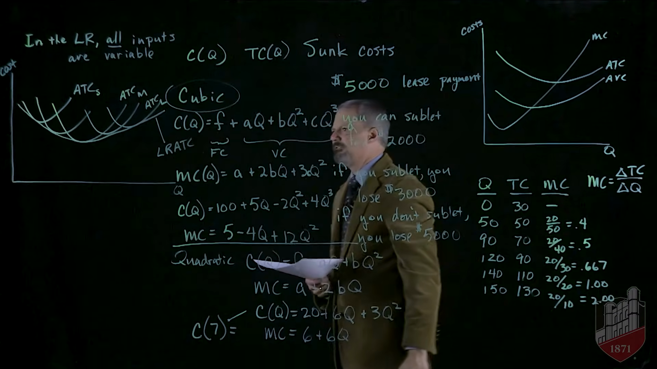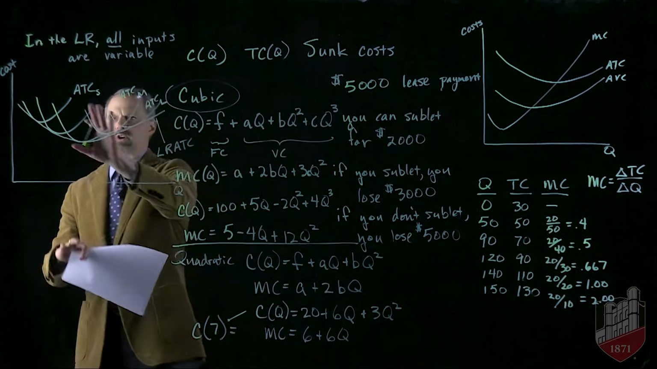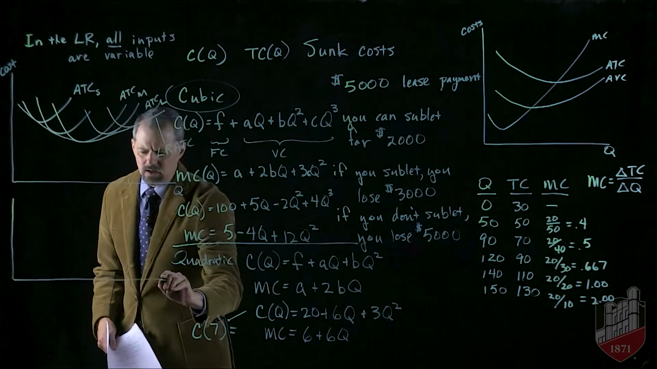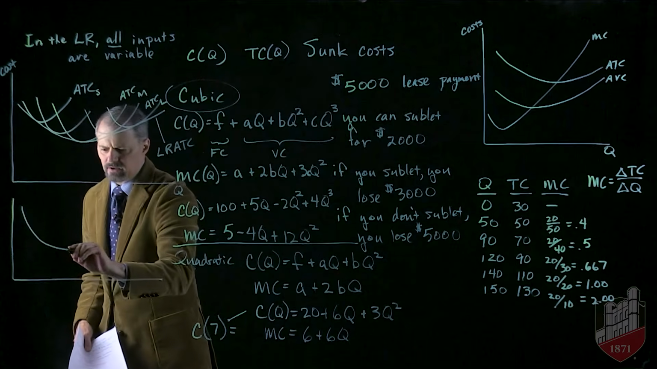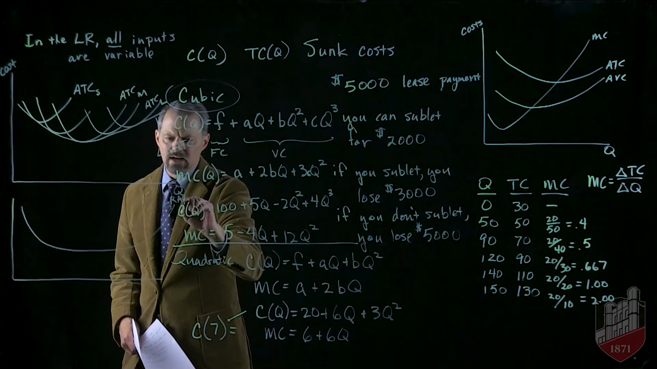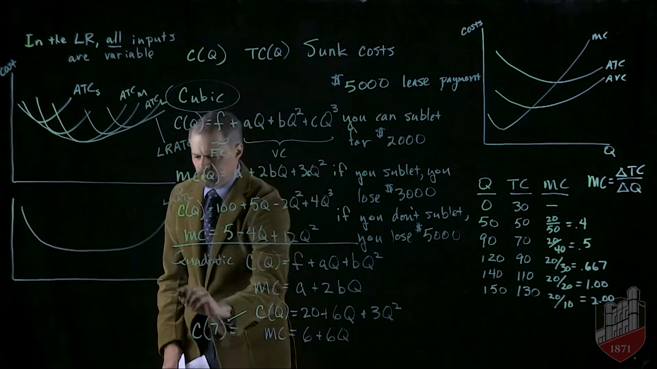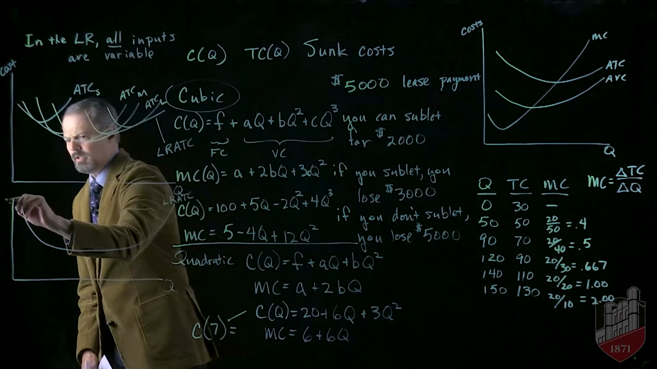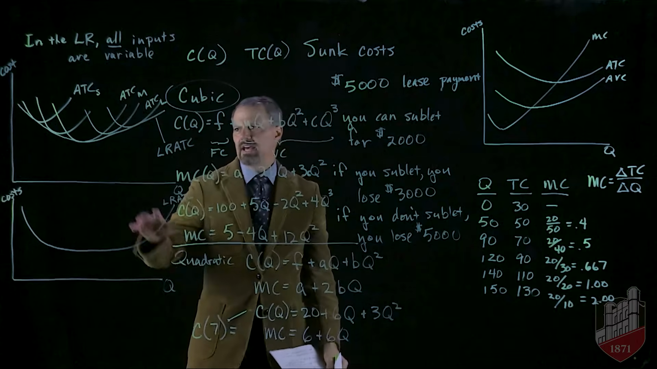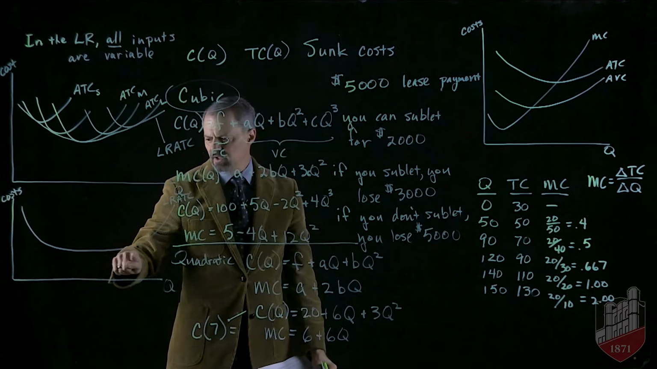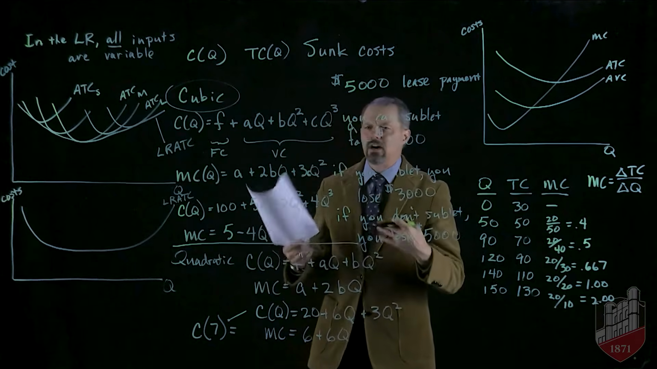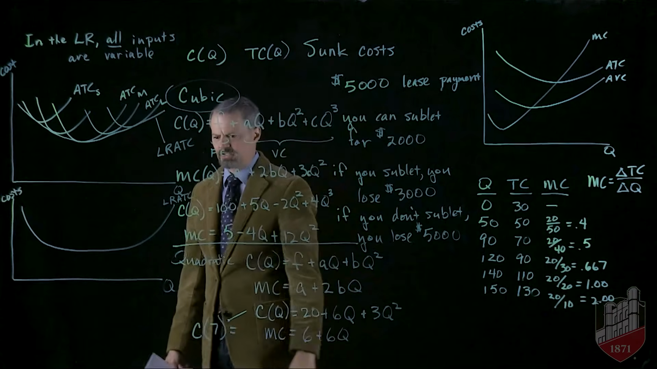Now, if we want to focus on the long-run average total cost curve, I'm going to get away from this picture and just draw a long-run average total cost curve that looks like that. Long-run average total cost. Here's quantity. Here's costs. So now I've kind of put a long horizontal segment on there. Let's talk about how you would use this long-run average total cost curve.